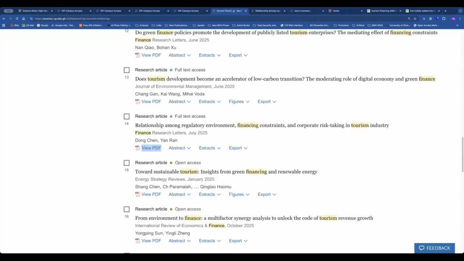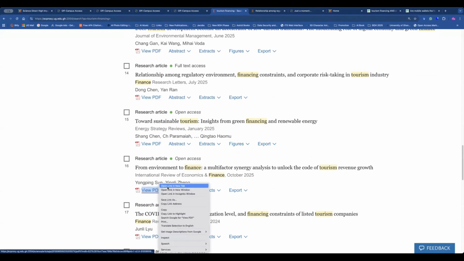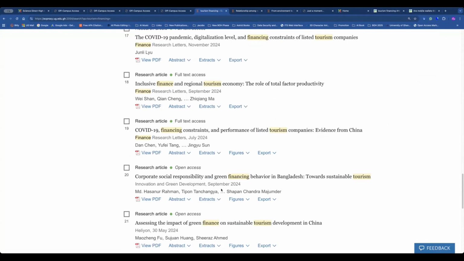Very simple. But there are some papers that are already open access. That means that the journal, whether you are UG or not UG, somebody has paid for the paper to be fully open to everybody. So this one is fully open to everybody. Okay, so that is what you do.